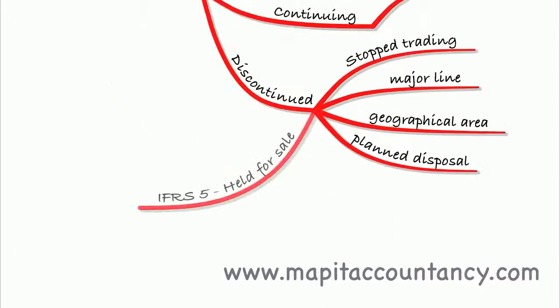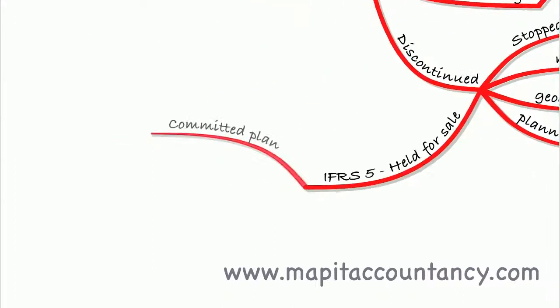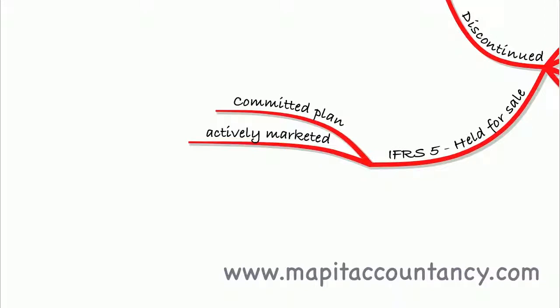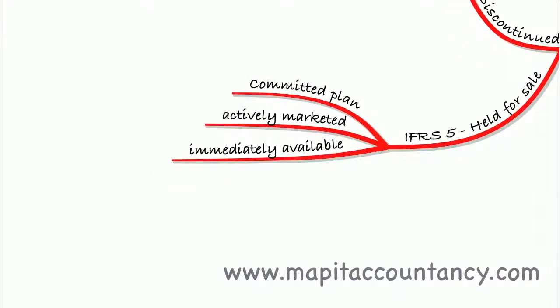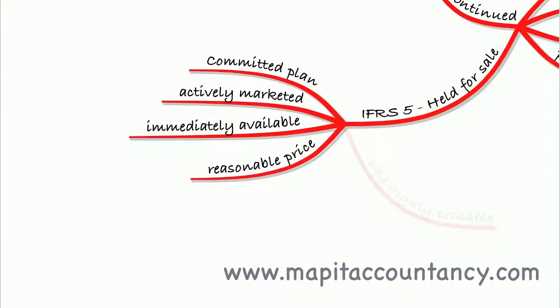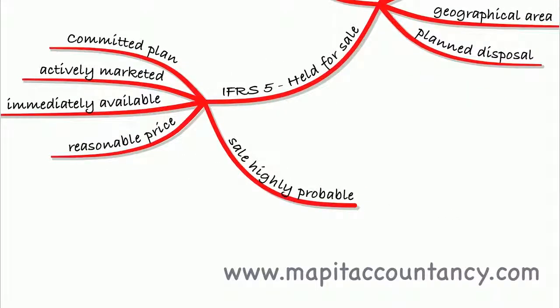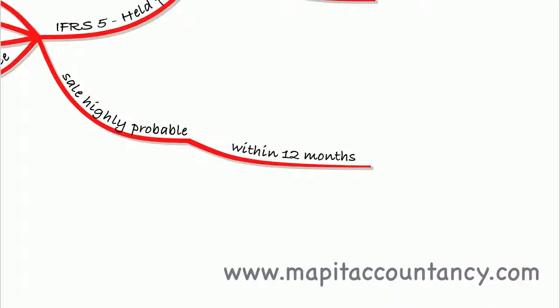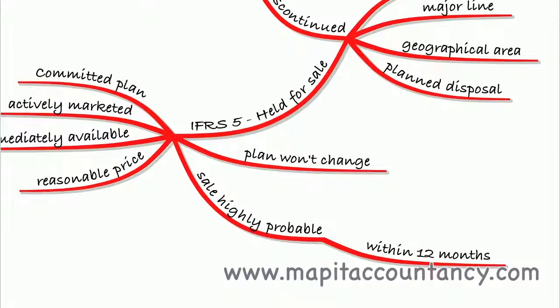So it will qualify under IFRS 5 if there's a committed plan, if it's actively marketed and immediately available, and it's being marketed at a reasonable price. The sale has to be highly probable within 12 months, and the plan can't be changing. We can't expect the plan to change. So if so, that will qualify under IFRS 5 to be presented on a single line.